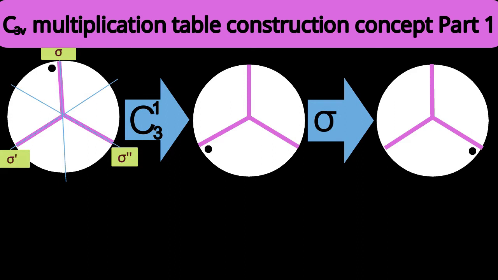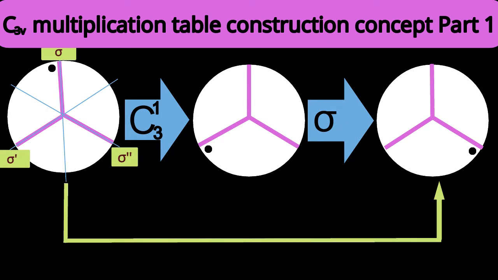Now I have to ask a question. Whatever the resultant structure represented at the right side, how can I get that resultant structure from the original structure? Think on that. How can I obtain the resultant right side structure from the original structure? What's your answer? Right, that we can achieve by the sigma dash operation on the original structure. What is the meaning of this representation? C3-1 into sigma is equal to sigma dash.